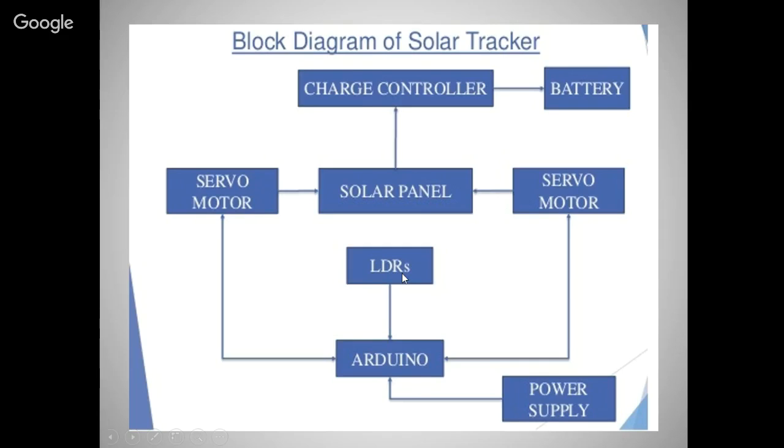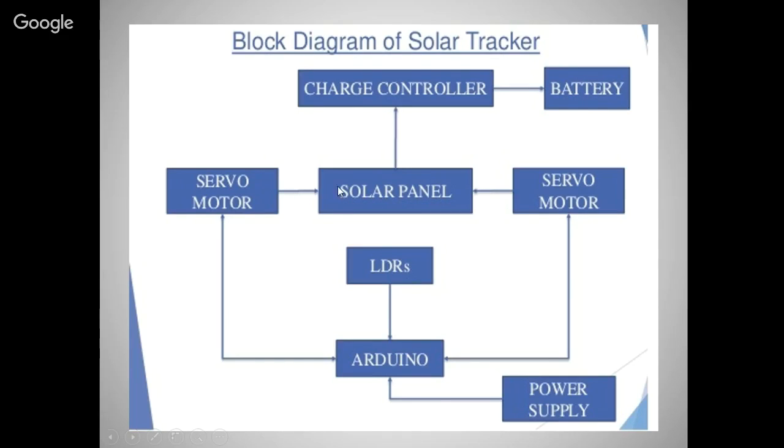LDRs, light dependent resistors, check the condition where it gets the maximum light. The Arduino is the controller, checking the algorithm: where you want to move, what the condition is, and reading the values that are coming. The power supply is for the Arduino and the motors. You can use a battery charge controller to store the voltage in the battery.